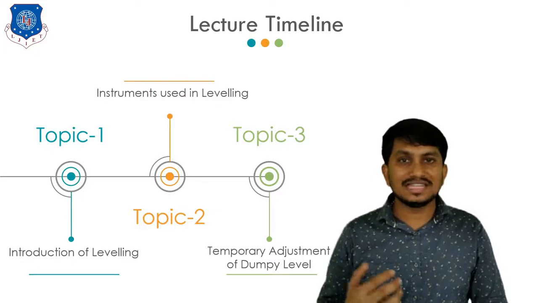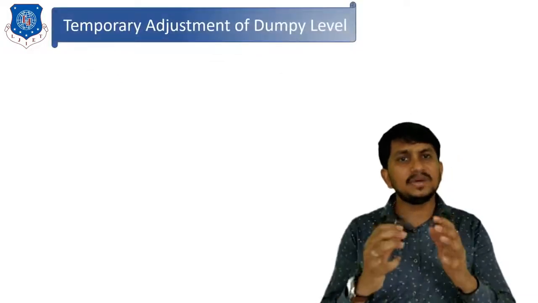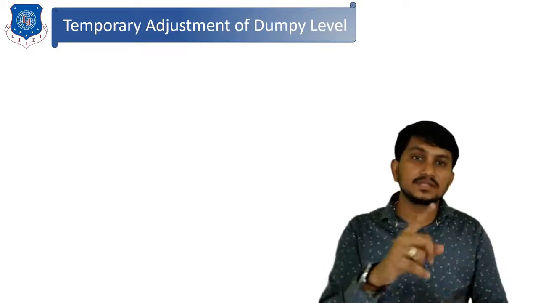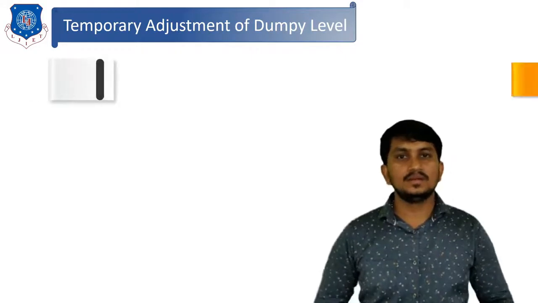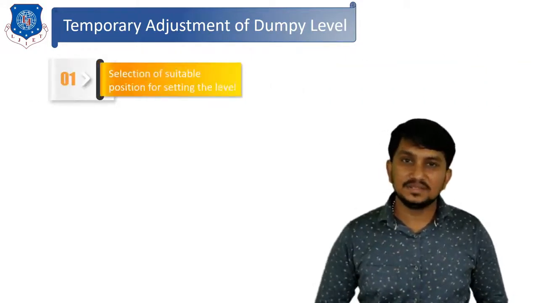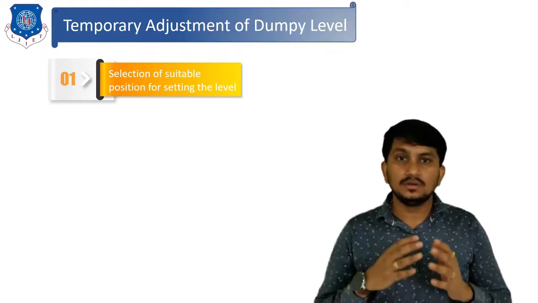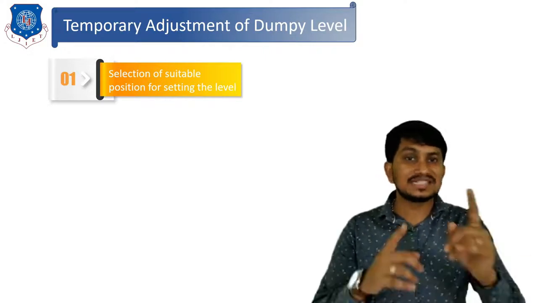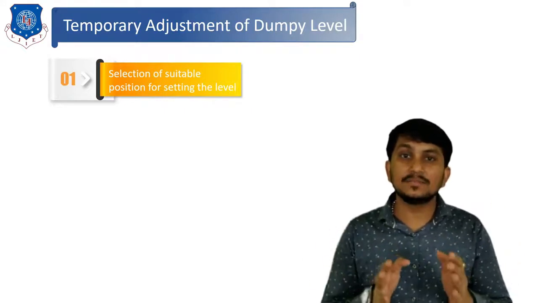Now let's move to the last topic of today's lecture, which is temporary adjustment steps of dumpy level. So what is the meaning of temporary adjustment steps? These are the steps that should be taken before taking the first reading by dumpy level. So what are the various steps? First is selection of site for setting up the instrument. In this step, we have to find a site from which we can easily take a number of readings. The site should be such that a number of readings are taken with fewer setups.